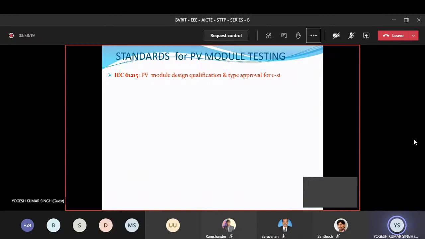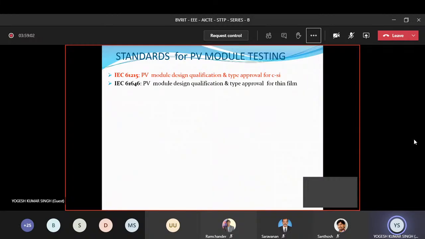When we talk about PV module design and qualification, especially for crystalline technology, there are basically two types of technology: one is crystalline technology and the other is thin film module. When we talk about crystalline modules, there are two categories: monocrystalline and multicrystalline or polycrystalline technology. In thin film, there are different types of technology like CdTe, CIGS, amorphous silicon, micromorph and others. So whenever we test a module of crystalline technology, we will follow IEC 61215.